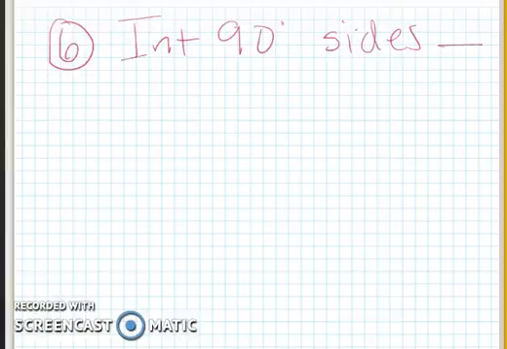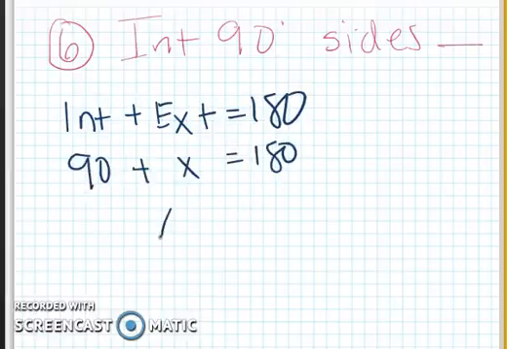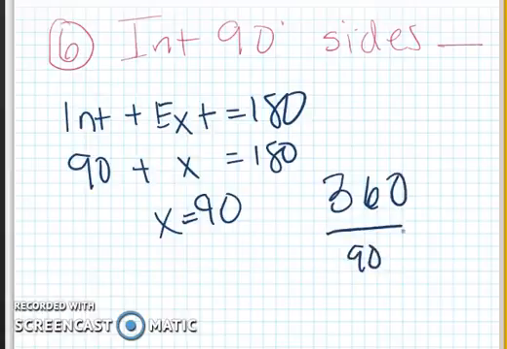Similar to number 5 is number 6, but you're given an interior angle of 90 degrees. Well, I can find the exterior angle because if I take the interior plus the exterior angle, I should get 180. So 90 plus x equals 180, and x equals 90. So 90 is my exterior angle, and I can see how many times that fits into 360 like we did the last problem. If I do that, I should get 4. Some of you might have seen that one a little quicker, but that's how we could do it no matter what side we have.